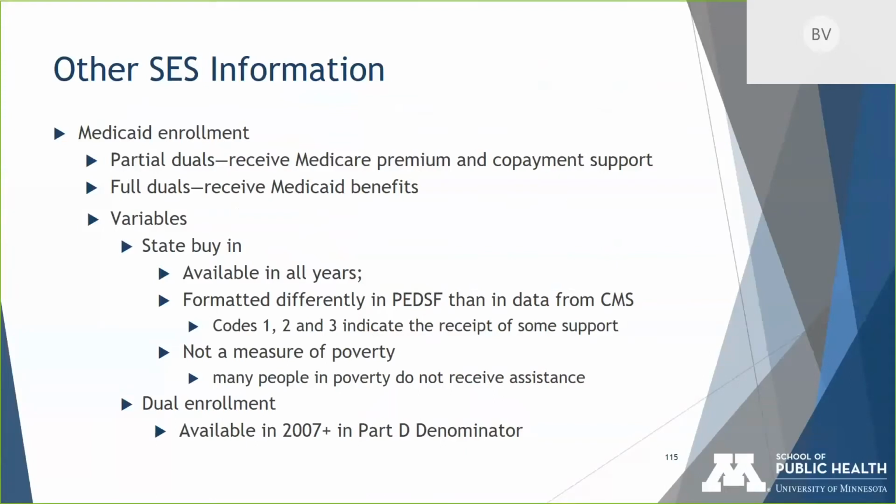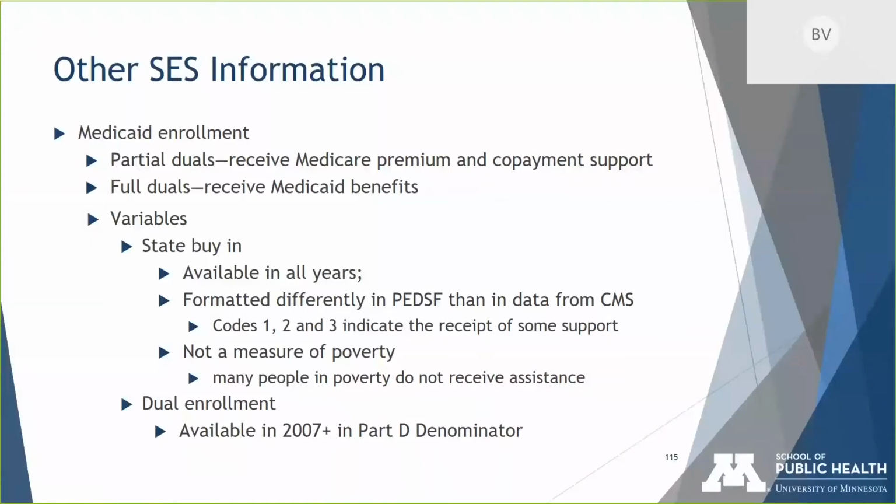And the reason for that, of course, is so that the state Medicaid program doesn't have to pay for all of their care, but it will help them get care through Medicare. That's relatively less expensive for the states. Full duals will receive Medicare premium and copayment support, but also receive full Medicaid benefits as well, so things that are available to Medicaid enrollees that wouldn't be available to Medicare enrollees.